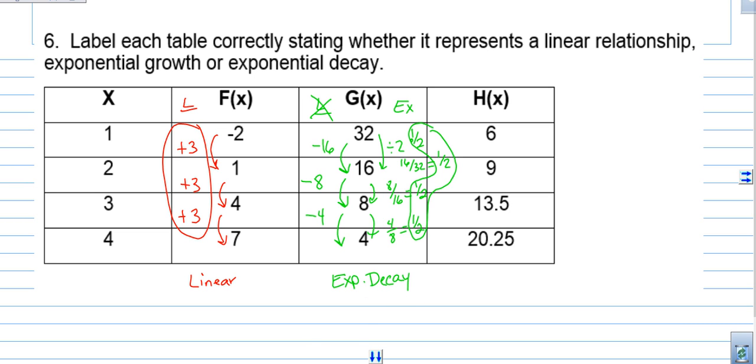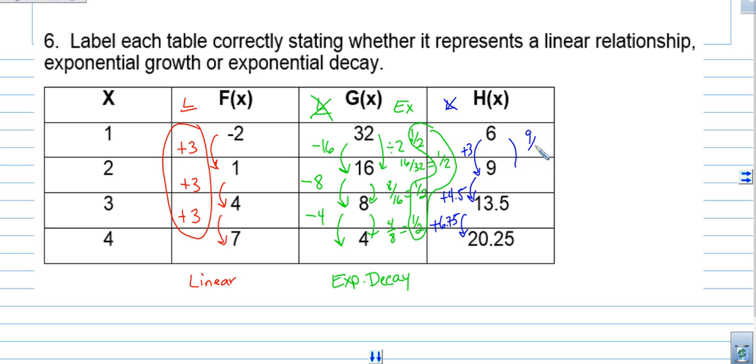And then lastly, look at this. We go from 6 to 9, that's adding 3. And then from 9 to 13.5, that's adding 4.5. And then from 13.5 to 20.25, that's adding 6.75. And so those aren't the same, so it's not linear. So then we try exponential.